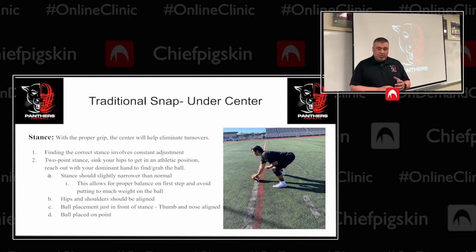Ball placement: just in front of their stance, their thumb and nose are aligned. So if you look at where his thumb is and his nose, about the middle of the football line, it's just out in front of him. And I think this way he's not reaching too far, it's not too far underneath him, he's not lifting. If the ball gets behind the chin line, obviously offsides, but it also slows down that snap. It turns into a lift instead of a snap. And if it's too far in front, you start pulling it, you start putting too much weight on the ball, and then that's where we start having some issues.